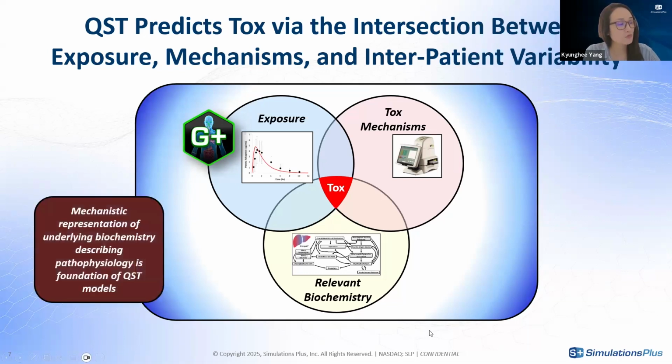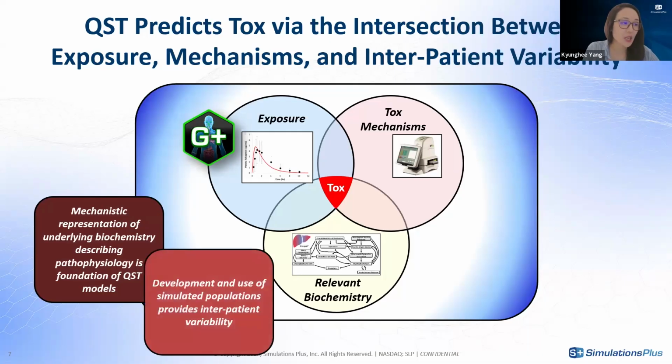The foundation of the QST model, DILIsym here, is a mechanistic representation of underlying biochemistry, describing pathophysiology and mechanisms leading to hepatocyte injury. And as part of that physiology within DILI, inter-patient variability is important because most of the time, only a subset of treated patients develop some symptoms of DILI, right? So we need to account for that inter-patient variability, which is represented within our virtual populations, SimPops.